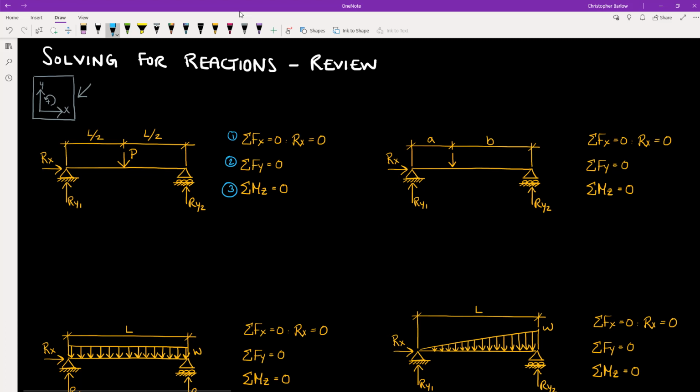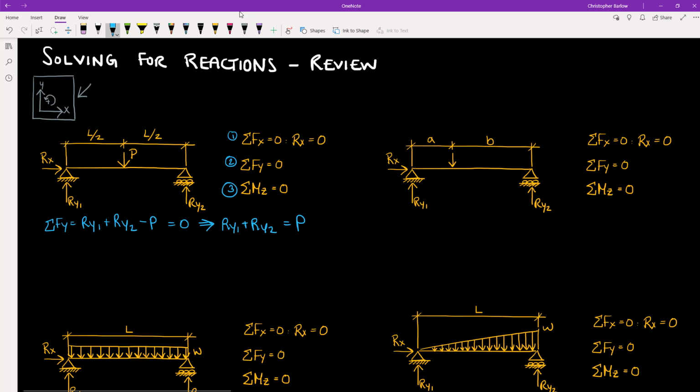Now let's sum forces in the y direction. Here we have our reaction in the y direction at our first support, and our reaction in the y direction at our second support, both in the positive y direction. Next we have our point load in the negative y direction, and this is equal to 0. Now we adjust with some slight algebra. Ry1 plus Ry2 is equal to our point load P. And that's as far as we can get with this equation.